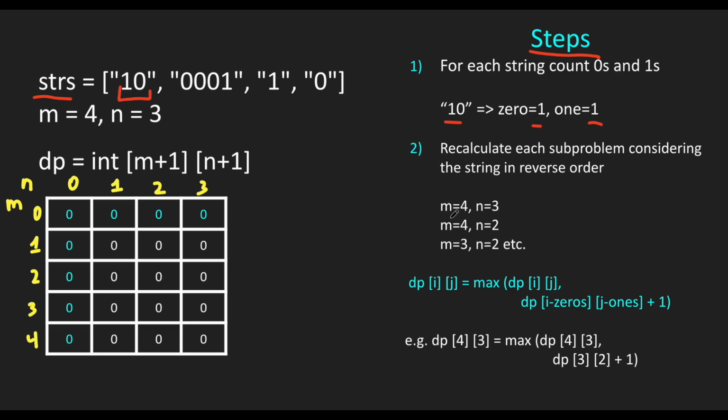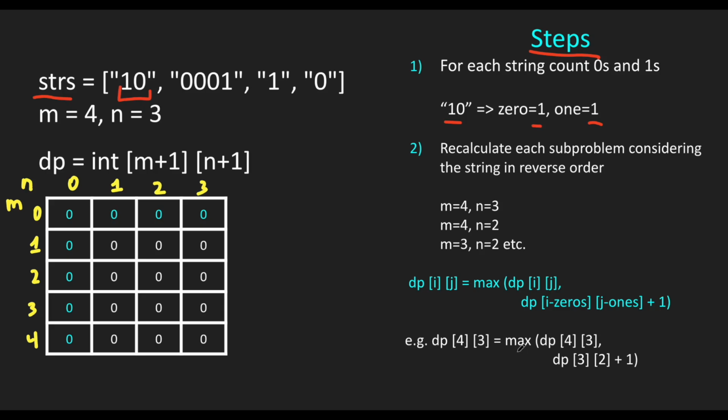At each step, we start with the first one, considering our first string, 1 and 0. How are we going to consider that? We said that we are going in reverse order, and I will explain in a minute why we should go in reverse order. So we are starting when m is equal to 4 and n is equal to 3.